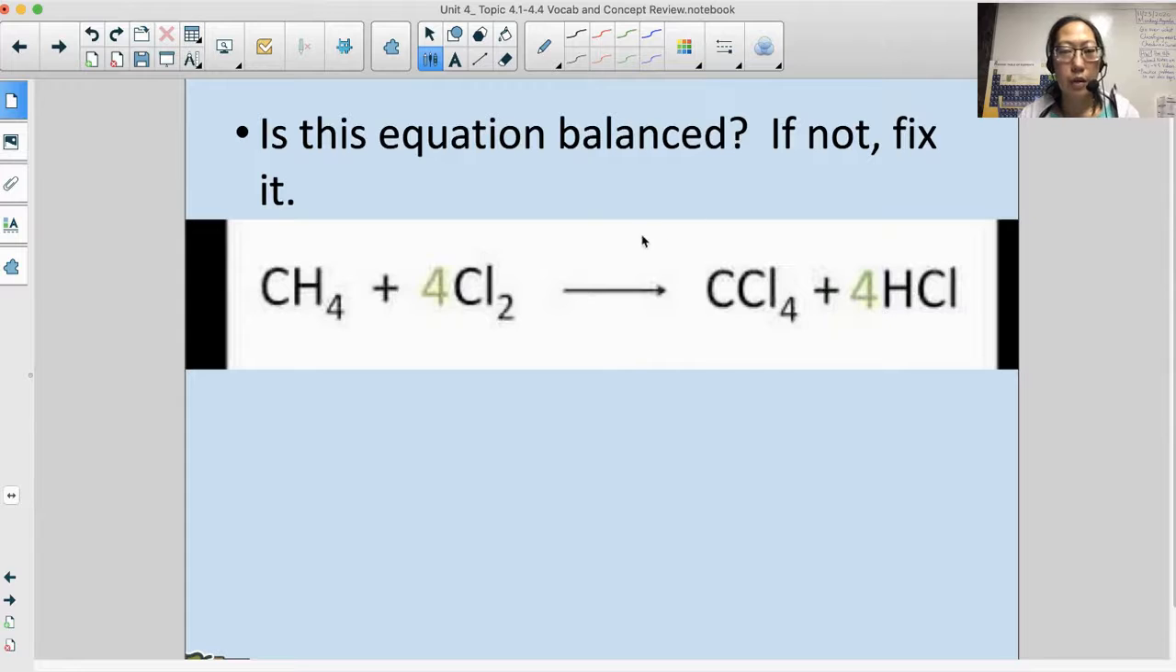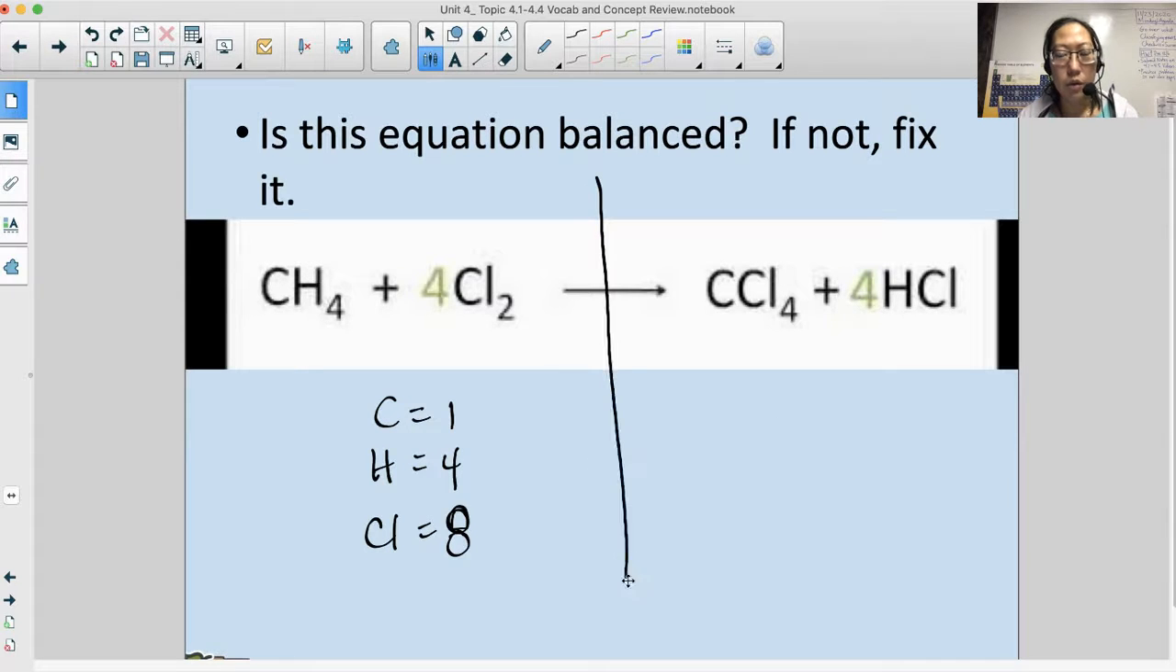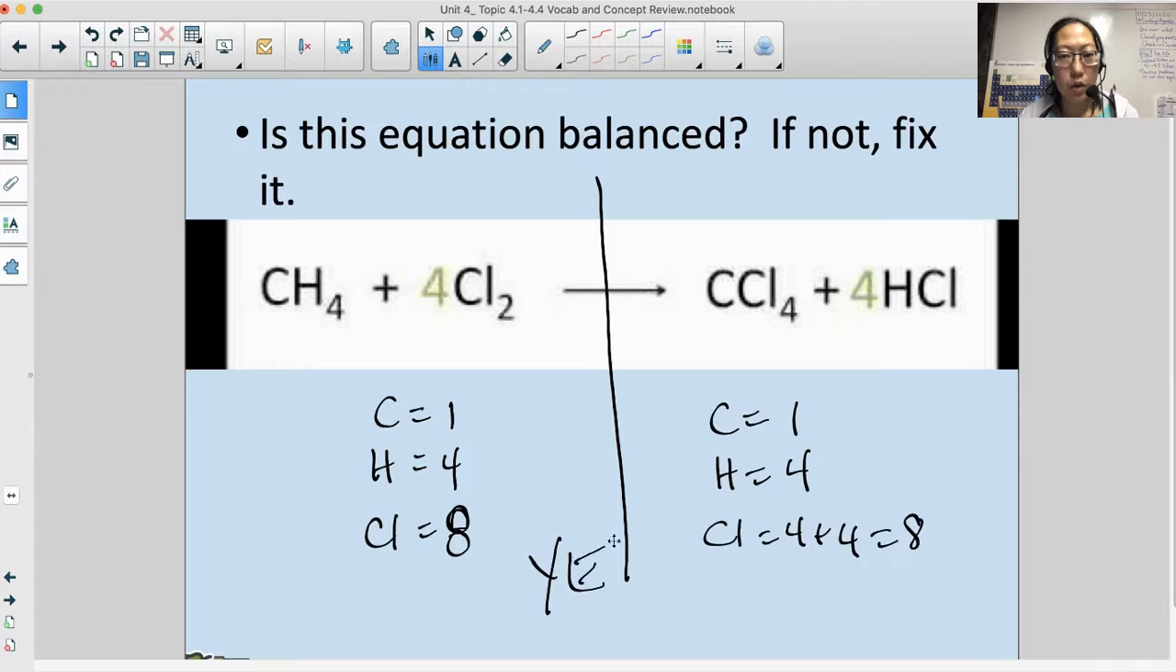Is this equation balanced? Well, let's see. Here we have carbon equals 1, H equals 4, Cl equals 8 here, because I got 4 times 2. I'm going to check the product side. C equals 1, H equals 4, and Cl, there's 4 here plus 4 over here. That's a total of 8. Yes, this equation is balanced.